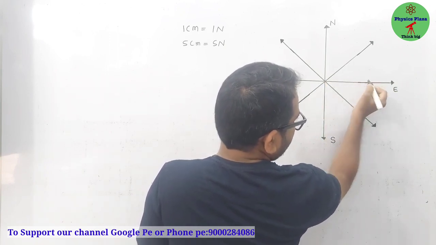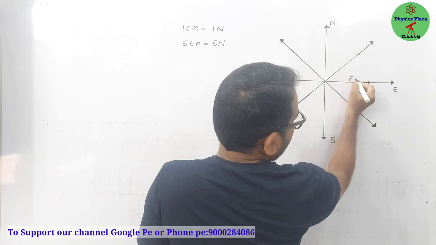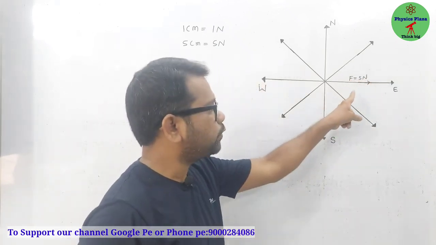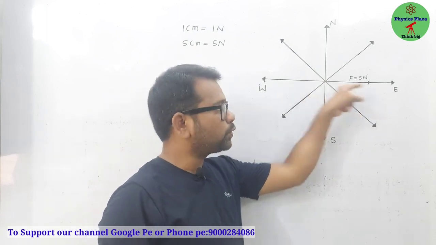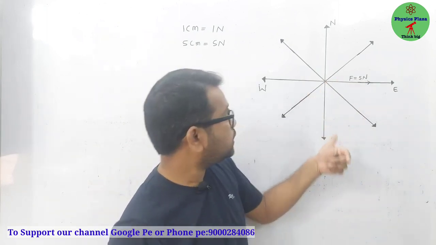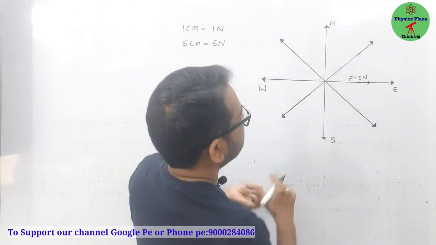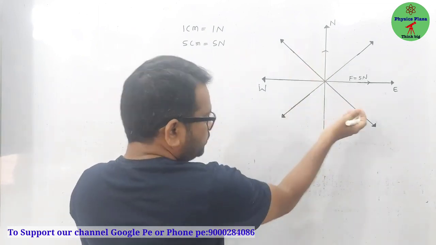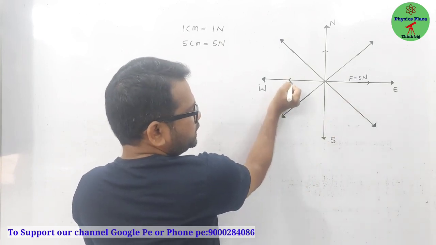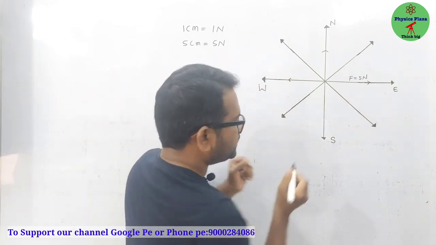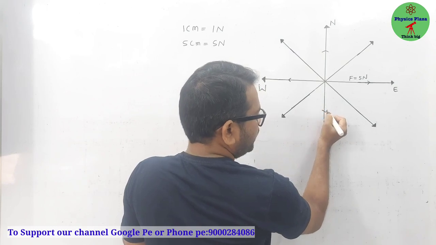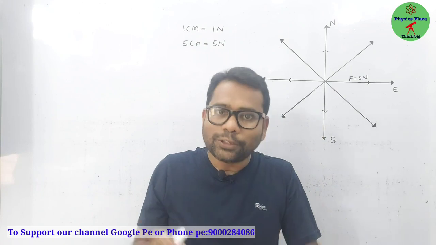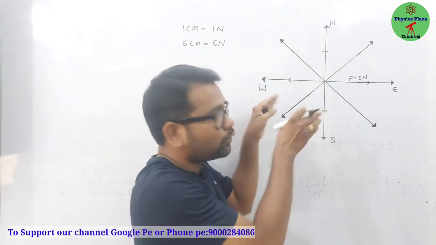Let us say from here till here, F is equal to 5 newtons, which means a 5 Newton force is acting towards east. If it is acting towards north, we will take 5 Newton force in this direction. If 5 Newton is acting towards west, 5 newtons in this direction. The same force acting towards the south, exactly 5 newtons we will take towards the south. It's fine. But are we sure that the force is always acting along these four directions?